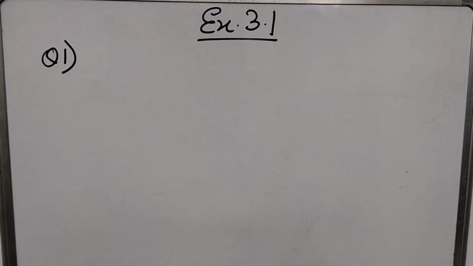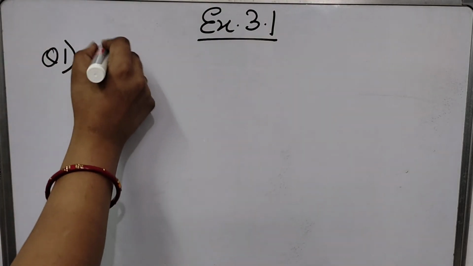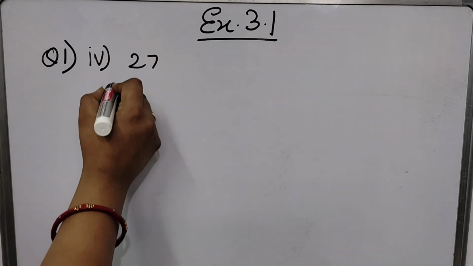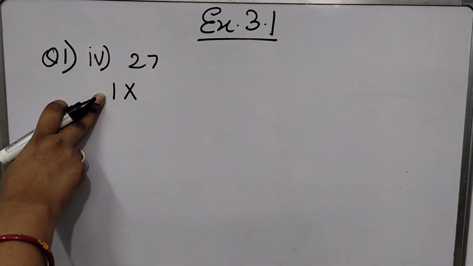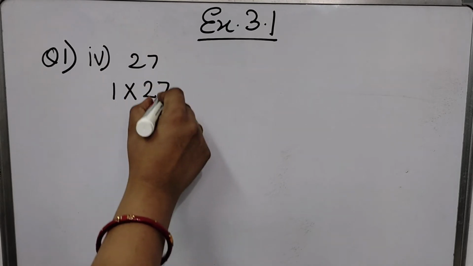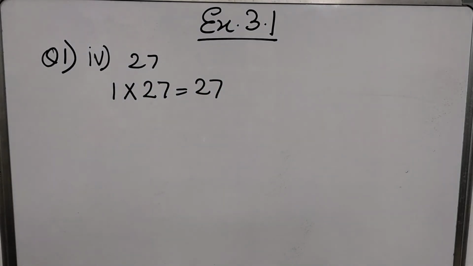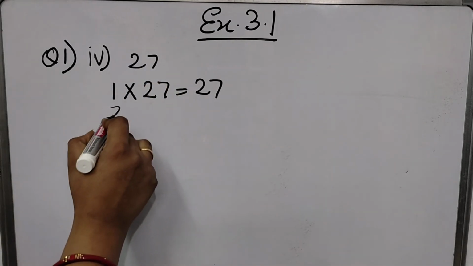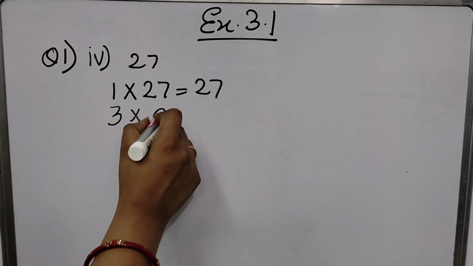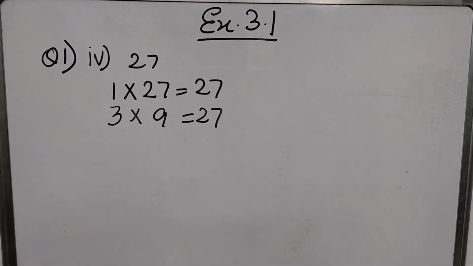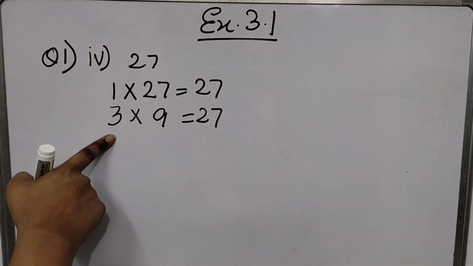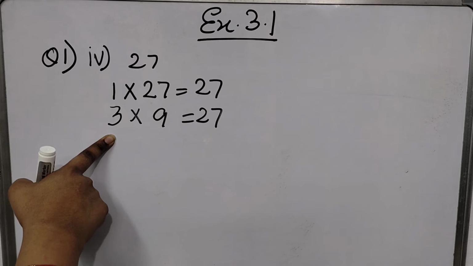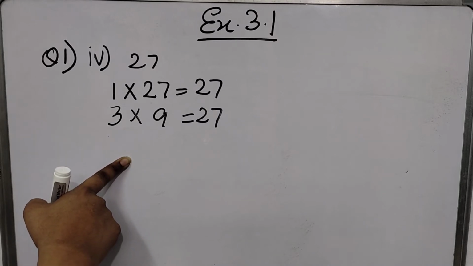Next number is 27. Now again we start with 1. So 1 is multiplied with 27, it gives an answer as 27. For 2, you cannot divide 27 with 2, so we will leave 2. Then we have 3 multiplied with 9, it is 27. Then 4 again will not divide 27. 5 will again not divide 27.